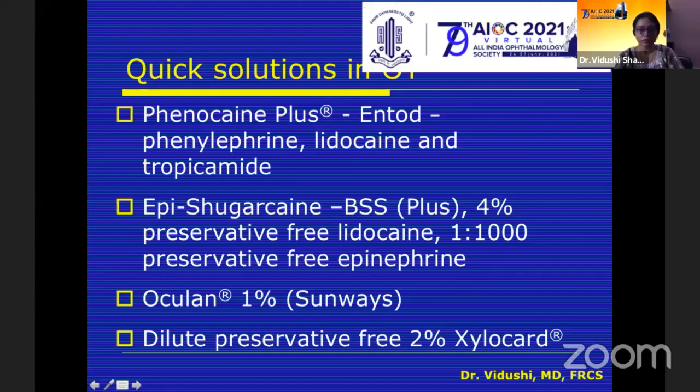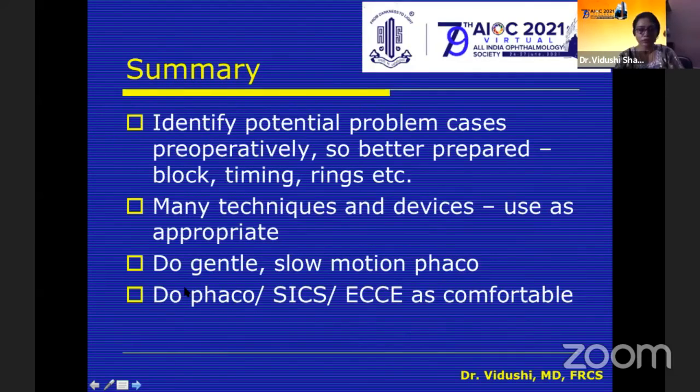So to summarize, identify the potential problem cases beforehand so that you are prepared. You have your rings, your pupillary expansion devices, iris hooks, whatever you want to use, ready beforehand. And you should also have explained to the patient that you may have to give a block and that it may need increased timing for surgery, so that the patient as well as the OT team is very prepared for these cases. Many techniques and devices are available. We have to use them as appropriate, as per the case and as per our individual choices.